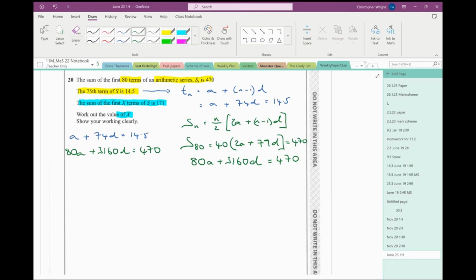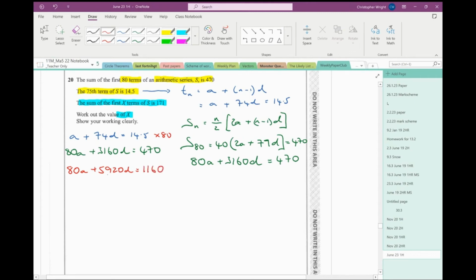I'm going to multiply the top equation by 80, which is going to give me 80A plus 74 times 80 D equals 14.5 multiplied by 80.